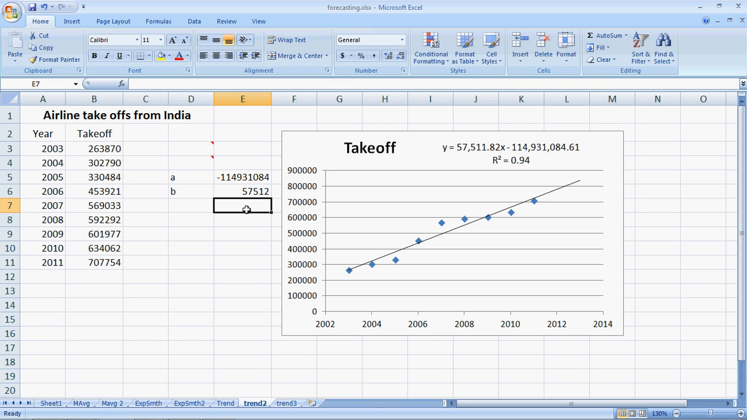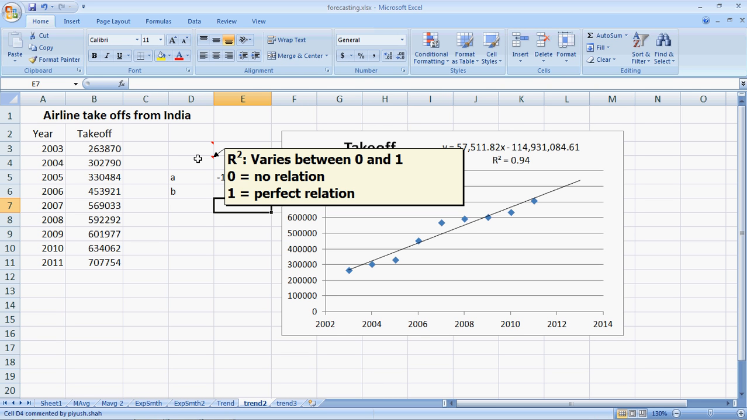So r square is one more factor which is there in the data here. R square tells you the strength of the relationship. It's called the coefficient of determination, and it varies between 0 and 1. If r square is 0, there is no relationship between the two factors we are comparing, and if r square is 1, it's a perfect relation between the two factors we are comparing.